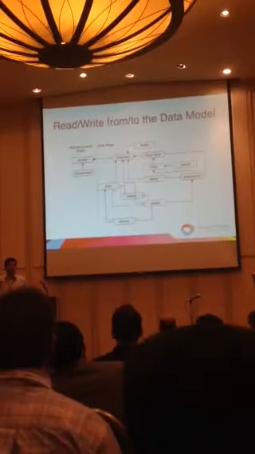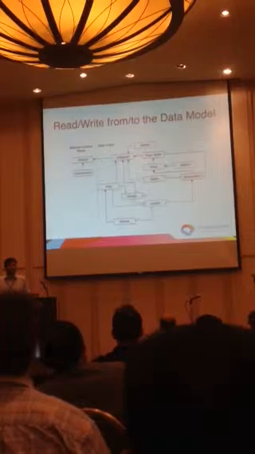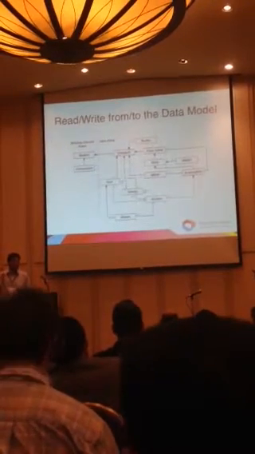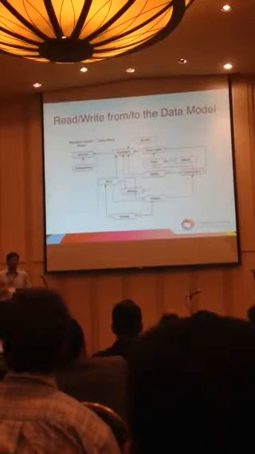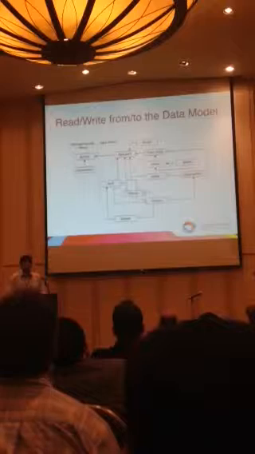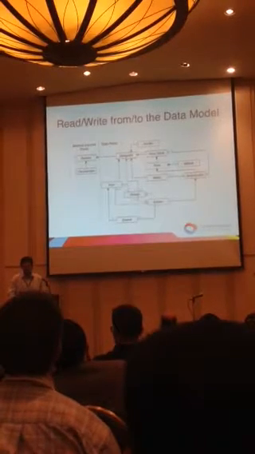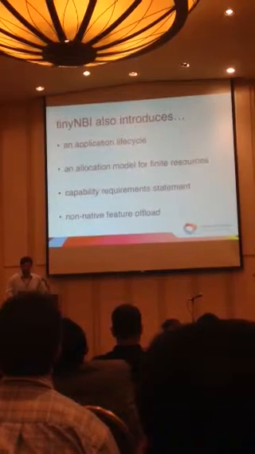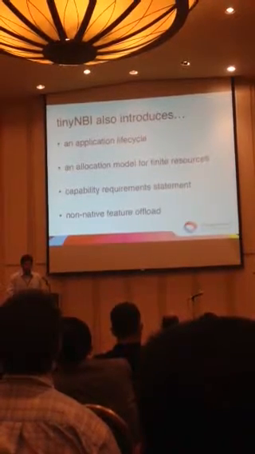There's capabilities, the things that the abstraction can do. There's configuration, the state that affects how it's actually going to behave. Sometimes you can just read it, sometimes you can read or write it, but of course there's statistics, all those abstractions. So we went through the process of defining an explicit data model, coming up with these views, going through what they actually look like, and they produced something called Tiny MBI.